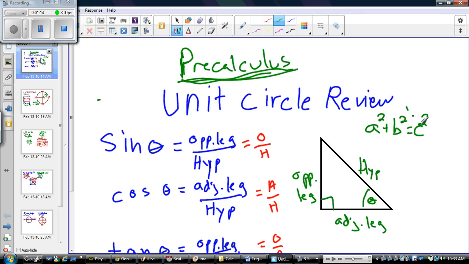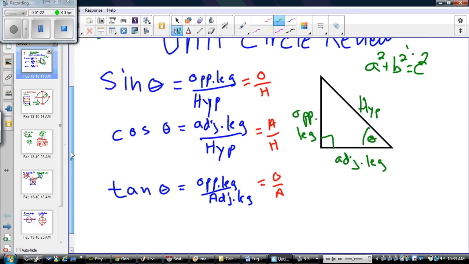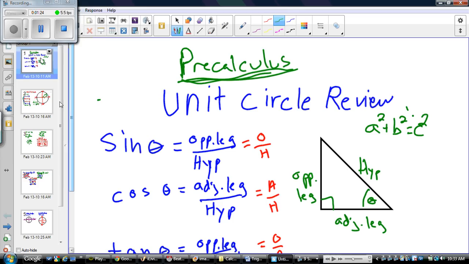Let's try that again. Sine's opposite over hypotenuse, cosine's adjacent over hypotenuse, and as we can see down here, tangent is opposite over adjacent. So we need to know those.